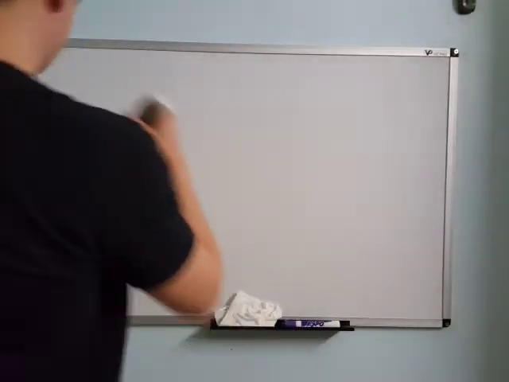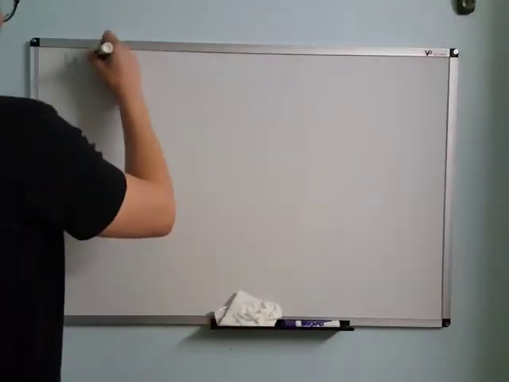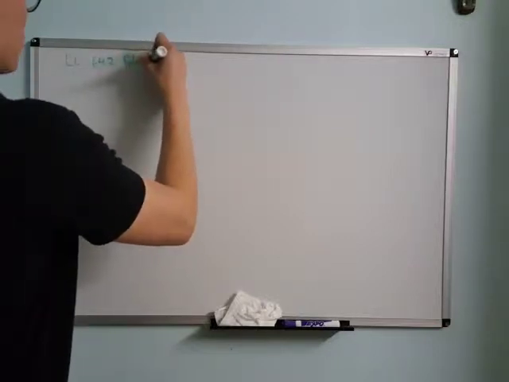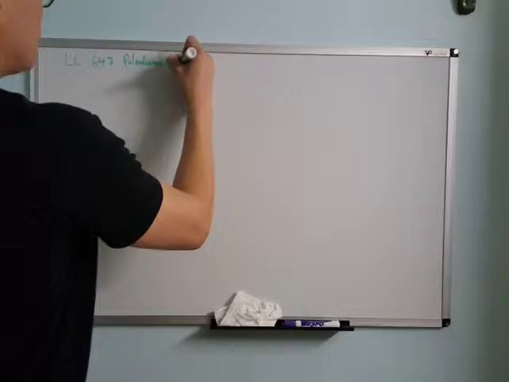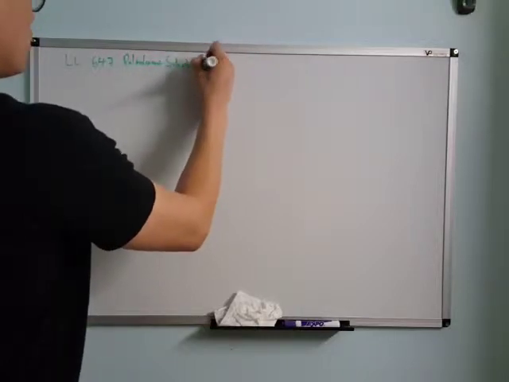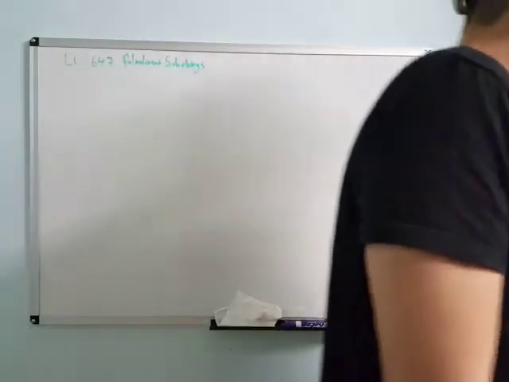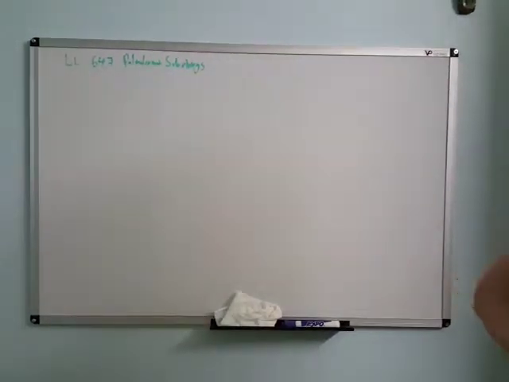Okay, so this one we're going to go over 647, palindromic substrings. In this question we're trying to count how many palindromic substrings are in the string. Different substrings are counted as different.